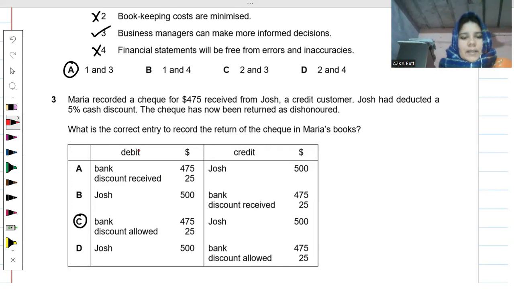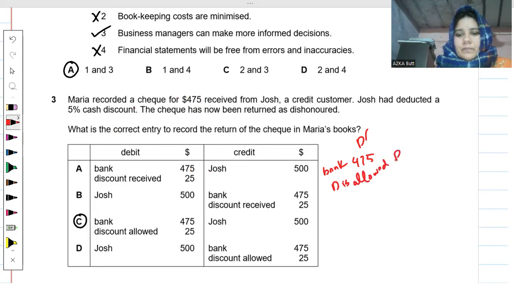Okay, so what is the correct entity to record a return of the check? Firstly, when she received this check, 475 she is receiving, so that is why your bank would be debit. And if 5% cash discount, so I think it would be $25 cash discount allowed. So discount allowed would also debit by $25 because this is the expense for us.